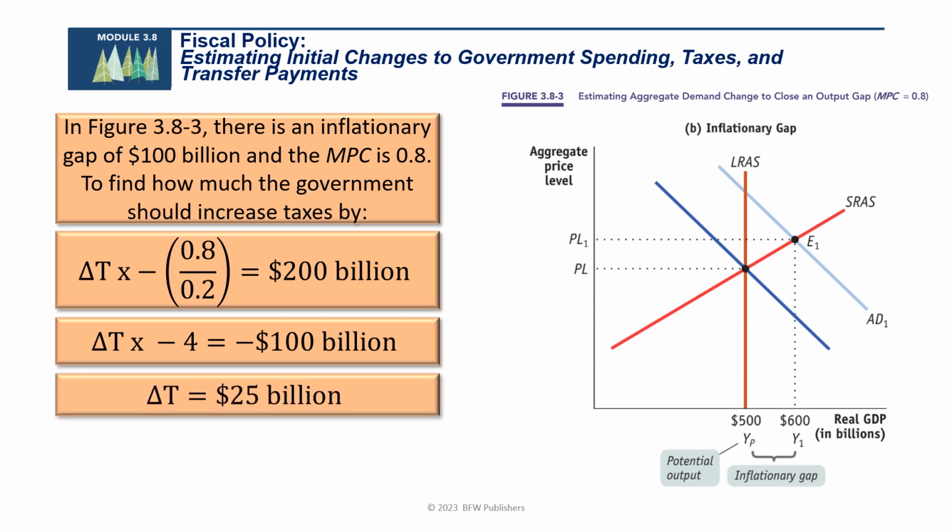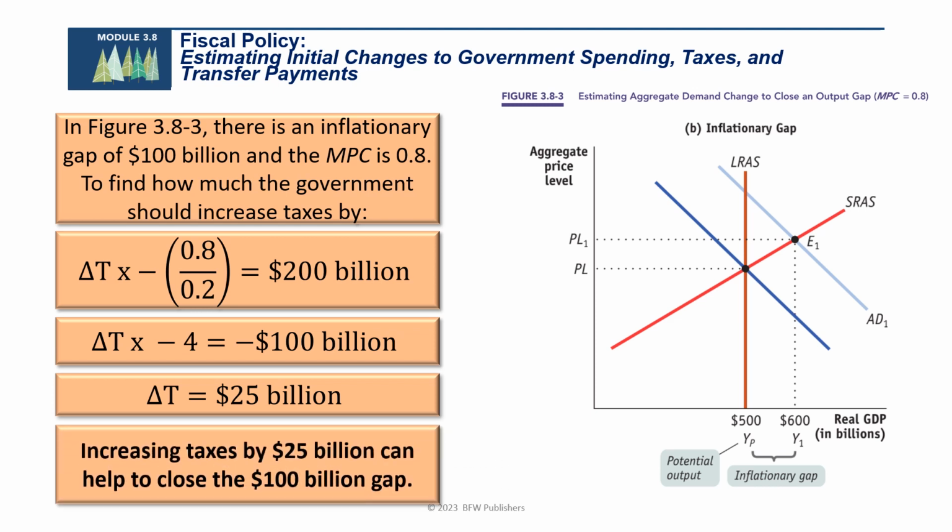So something times 4 will equal 100 billion. So if the government raises taxes by 25 billion, ultimately we will close that gap, right? 4 tax multiplier times $25 billion increase in taxes, we close the inflationary gap. Aggregate demand has shifted to the left, and price level in the economy has come back down towards earth.